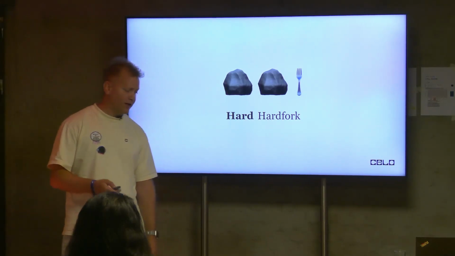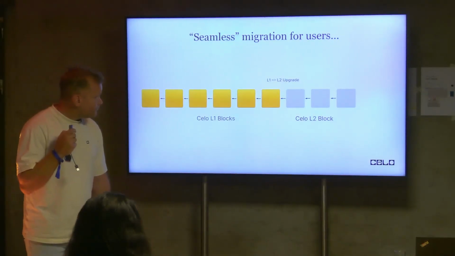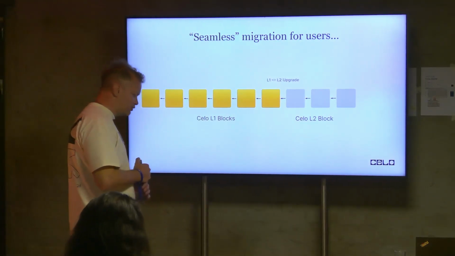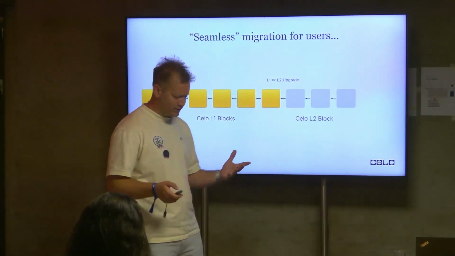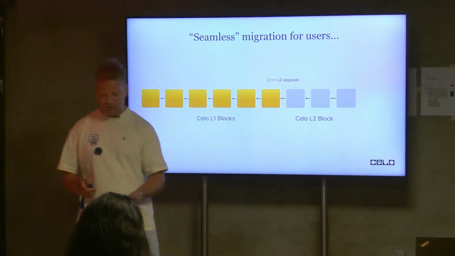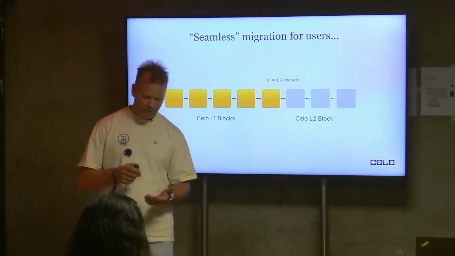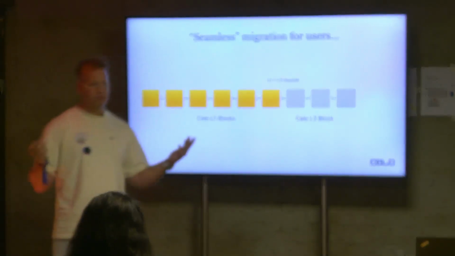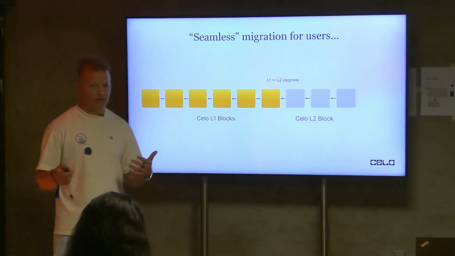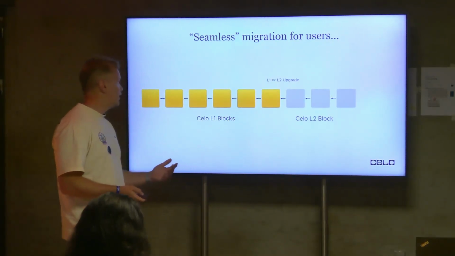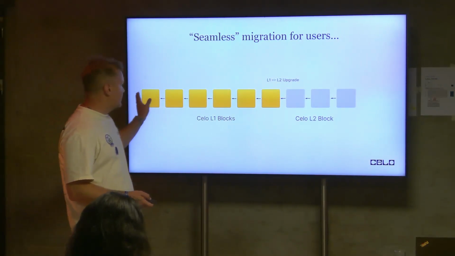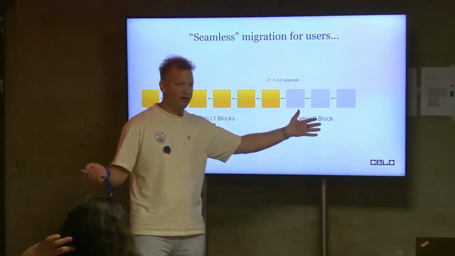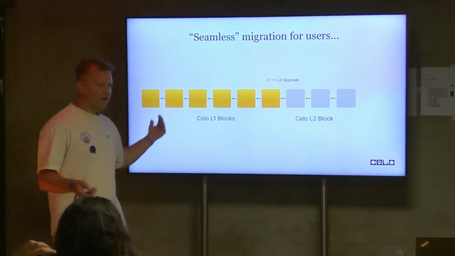What I mean by that is, imagine you are a user, you have your wallet, or you go to a dApp. The moment Celo transitions to an L2, it's going to be just another block. You're not going to notice it. You'll see that there are L1 blocks, and then the next block happens to be an L2 block, and nothing really happened. It's like any other hard fork.